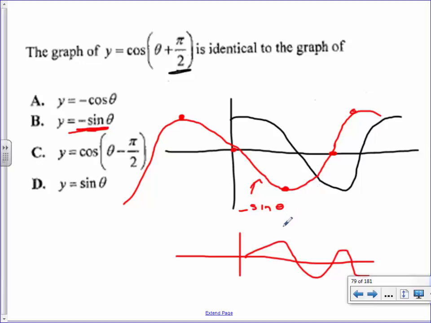If you had to, I guess what you could do is you could type all 5 graphs in your calculator, and just see which ones are the exact same as each other. That makes sense?